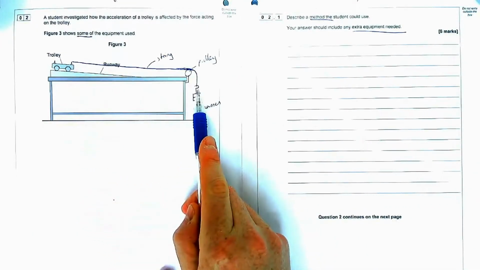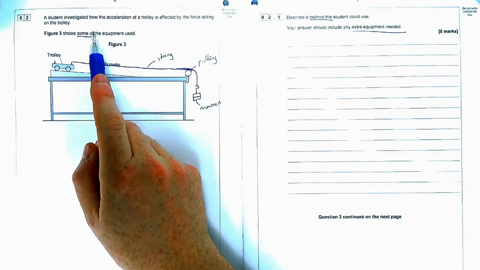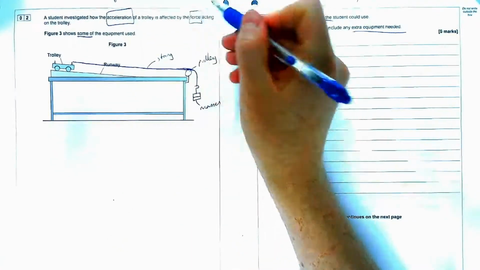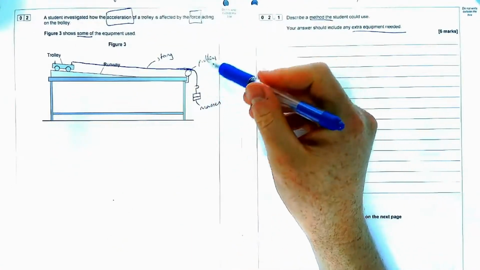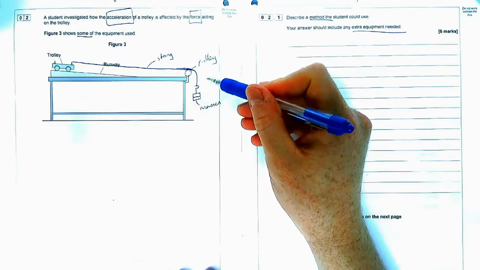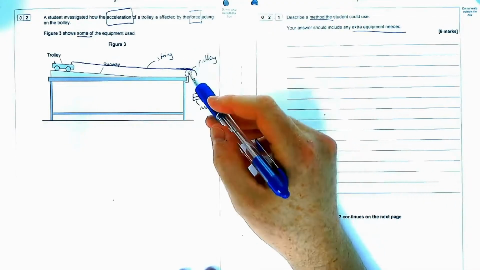Now for this practical, what we need to be able to investigate, as the question suggests, is how the acceleration of the trolley is affected by the force. Now the force we're measuring, we can change by adding masses to this end of the pulley. The acceleration is the tricky thing to be able to measure. So we'll talk about that in a second. So let's just get our first couple of bullet points down for our method.